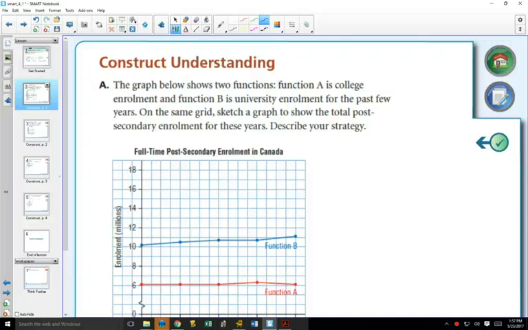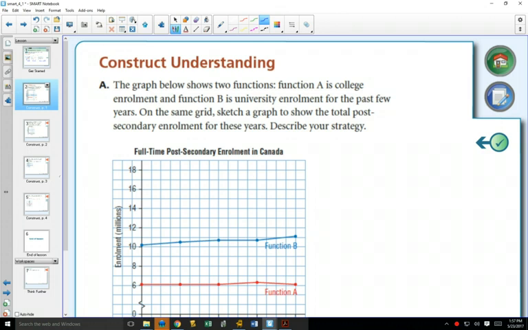Chapter 4 is about adding, subtracting, multiplying, dividing graphs. What happens when you take one graph and add it to another graph? What does it look like? How do you add graphs? What does that mean? So here we have two graphs on the same one.